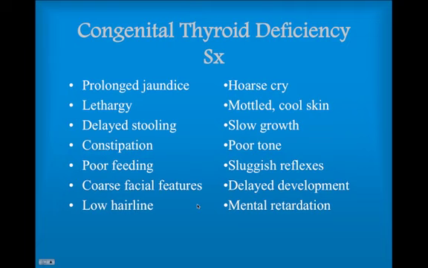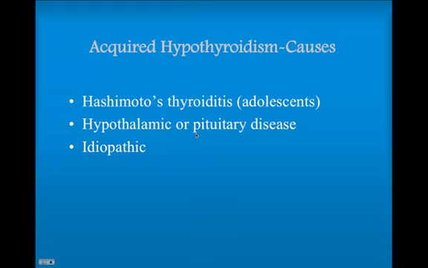They sometimes have coarse facial features. They can have a low hairline in the front or in the back. They often have a hoarse cry, mottled cool skin, also seen in adults. They grow slowly. They often have poor tone, so that they're kind of floppy babies. And floppiness can be indicative of a number of conditions, but thyroid is one of them to pay attention to. They have sluggish reflexes, which adults can have as well when they're hypothyroid. They'll have delayed development, and they will have mental retardation if they are not supplemented.